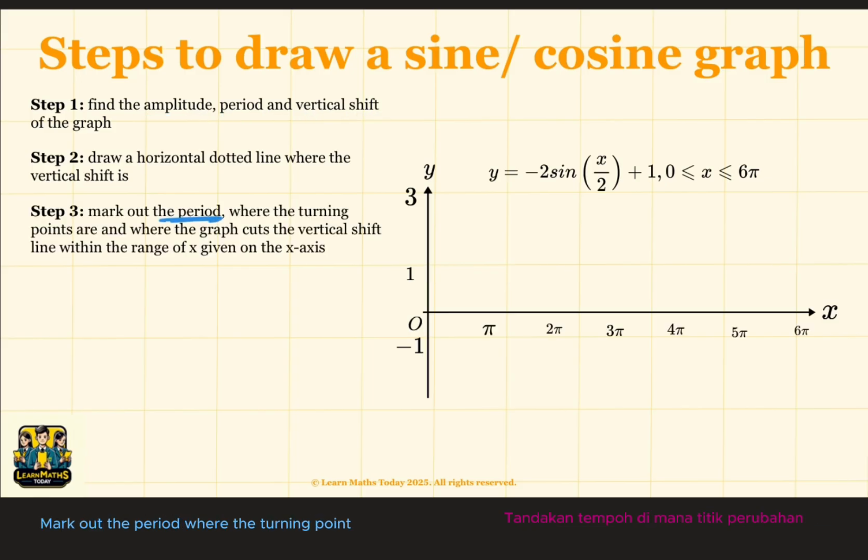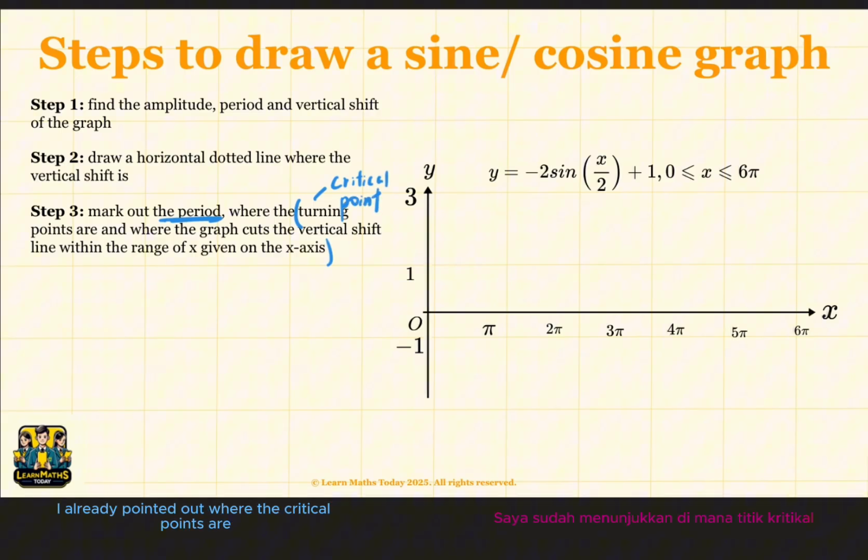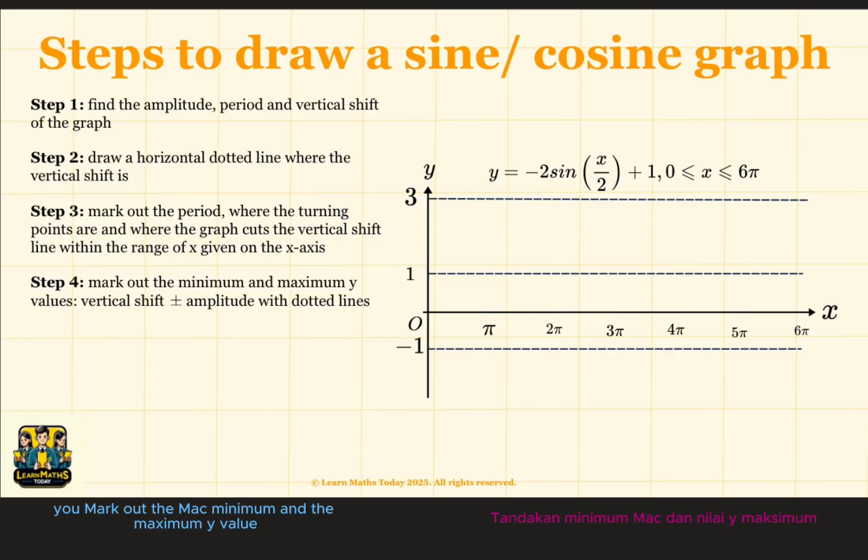Mark out the period where the turning points are and where the graph will cut the vertical shift line. So remember, these are just your critical points, right? Critical points. And just now I already pointed out where the critical points are. So for this graph, it will be these values, right? Where 4 is your period, then you divide by 4, then you take that times 2, then times 3, then continue until 6 pi.